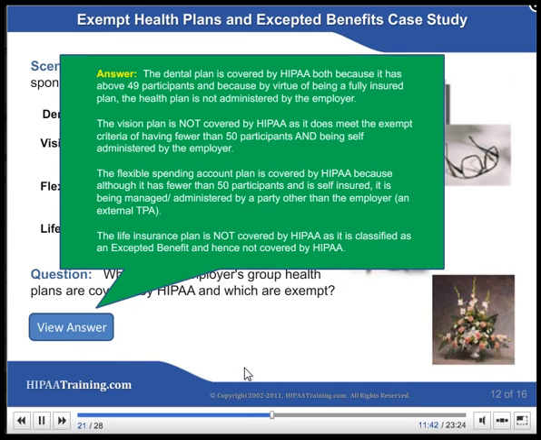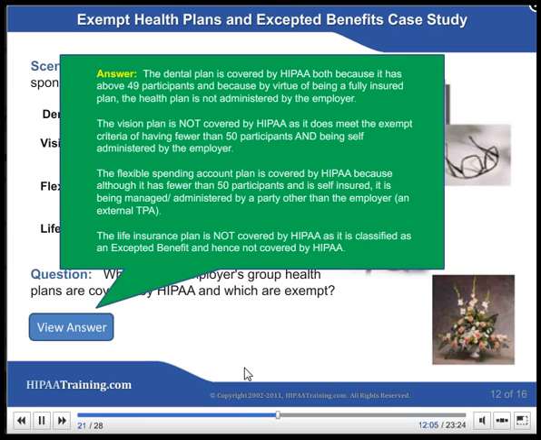Answer: the dental plan is covered by HIPAA both because it has above 49 participants and because by virtue of being a fully insured plan, the health plan is not administered by the employer. The vision plan is not covered by HIPAA as it does not meet the exempt criteria of having fewer than 50 participants and being self-administered by the employer.